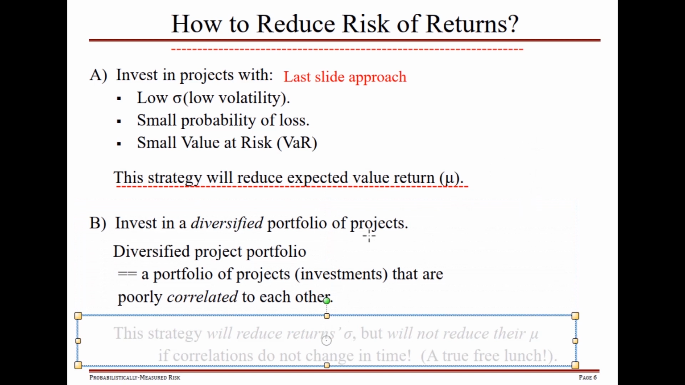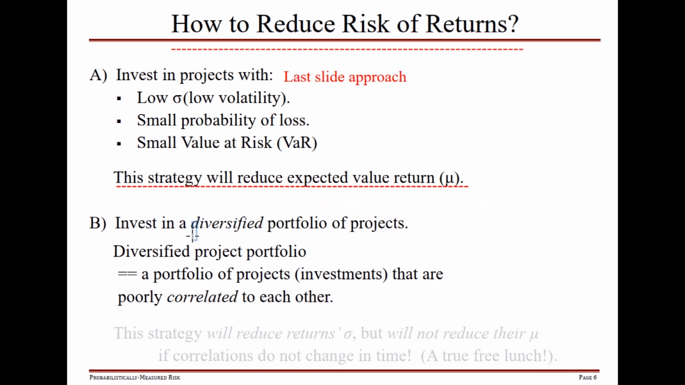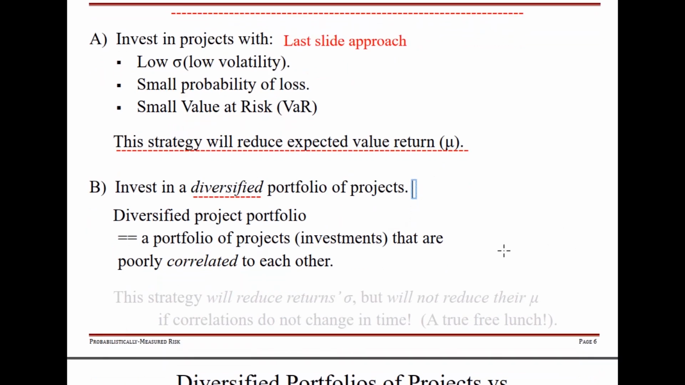We can invest in a diversified portfolio of projects, with the emphasis on diversified. And what we mean by that is a portfolio of projects or investments that are poorly correlated to each other. And we're going to measure correlation mathematically, but just qualitatively, if two stocks or two bonds or a stock and a bond move in price up and down together, they're highly correlated. If they move up and down in price opposite of each other, they're very poorly correlated.